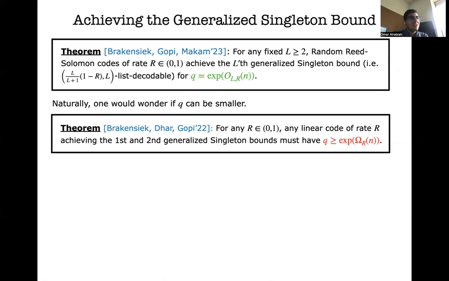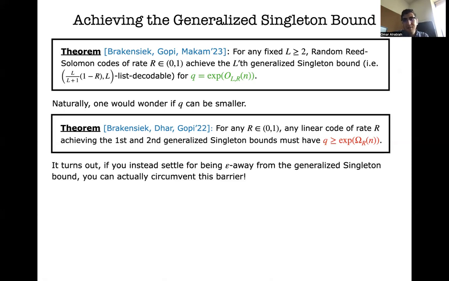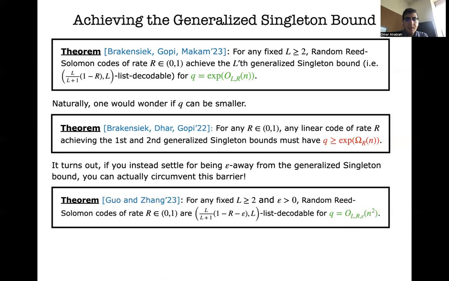But the catch is in exactly attaining the generalized singleton bound. If you look at the definition of achieving list decoding capacity, we're fine with getting away with an epsilon gap to the generalized singleton bound. So if you incorporate this epsilon gap, what happens? By a result of Guo and Zhang, if you're epsilon away from the generalized singleton bound, then random Reed-Solomon codes can achieve it with high probability for a quadratic field size. Now Reed-Solomon codes always have a linear field size, so it's almost close to getting the optimal field size. So the actual question is if we can bring the field size from quadratic to linear.